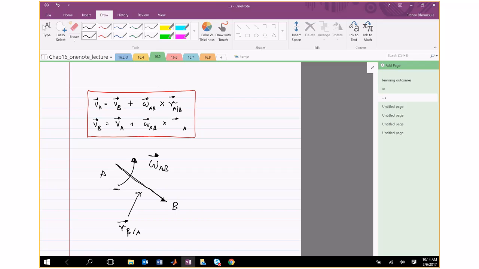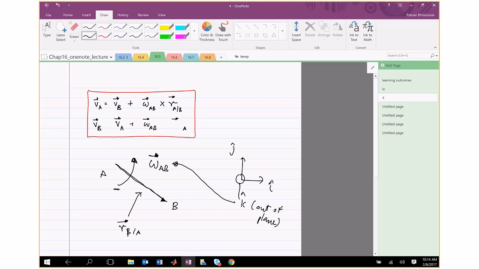So take your right hand, curl your fingers along omega AB, this way. Then the thumb gives you the direction of omega AB. In other words, if this was ij, ij is in the plane of the paper, as I've shown it to you, but the vector k would point out of the plane. So this omega vector would point out of the plane. It will point in the direction of k.